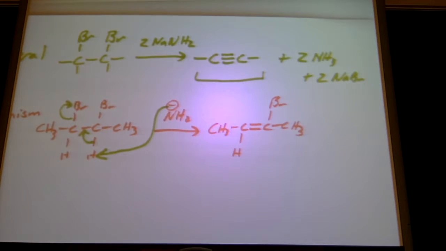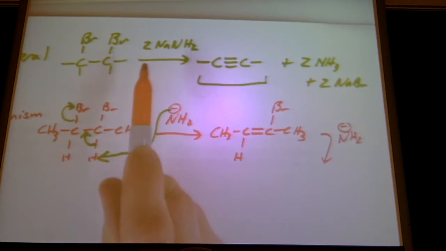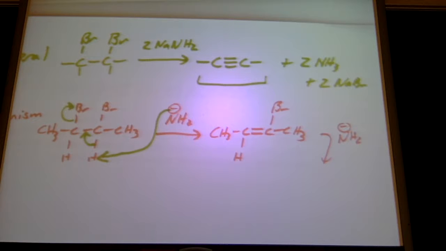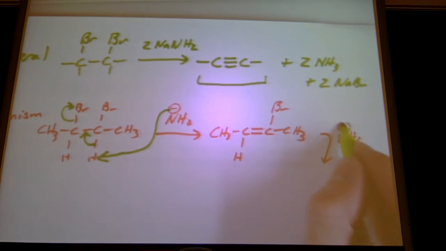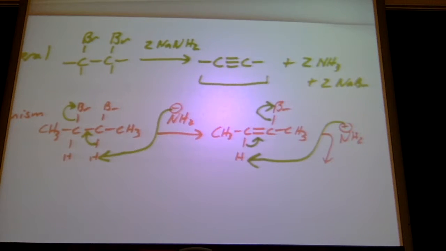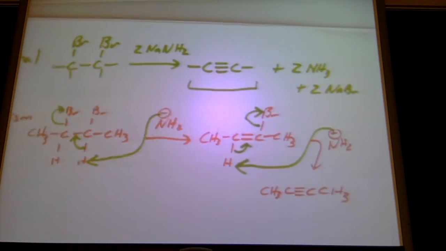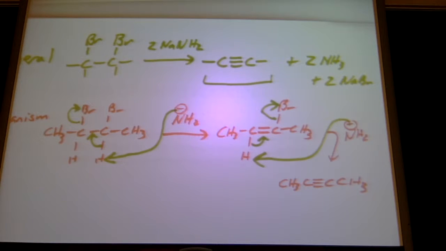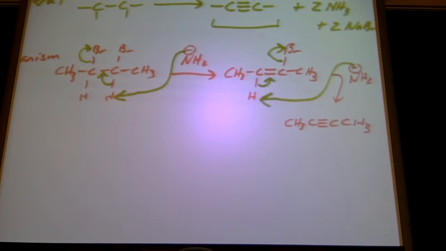And you have 2 molar equivalents of your base. So if you add 2 molar equivalents, so your second mole of your base will take off the other hydrogen, form a triple bond, and kick off your halogen. We'll look at an example of that.